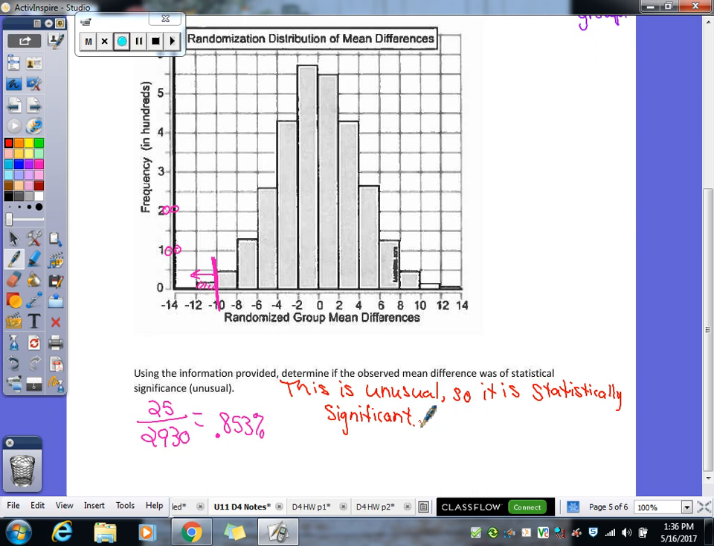So what can we say about growing the bamboo trees indoors versus outdoors? Growing the trees indoors had a positive effect because, on average, they were taller. Based on our distribution there of the differences, they were taller.